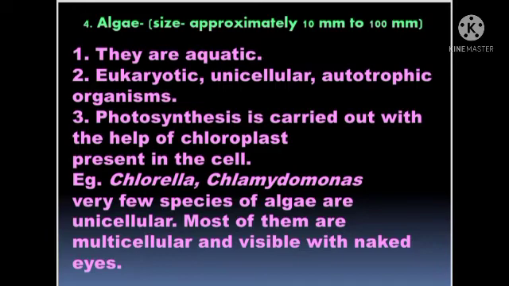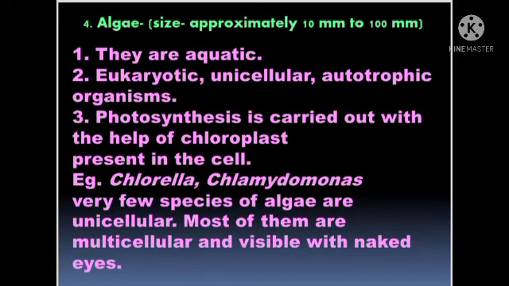Third, photosynthesis is carried out with the help of chloroplast present in the cell. Students, in the second point, we have seen the mode of nutrition is autotrophic. That means they prepare their own food. So, how do they prepare their own food? By the process of photosynthesis, and the photosynthesis is carried out with the help of chloroplast that is present in the cell of algae. Examples of algae are Chlorella, Chlamydomonas.